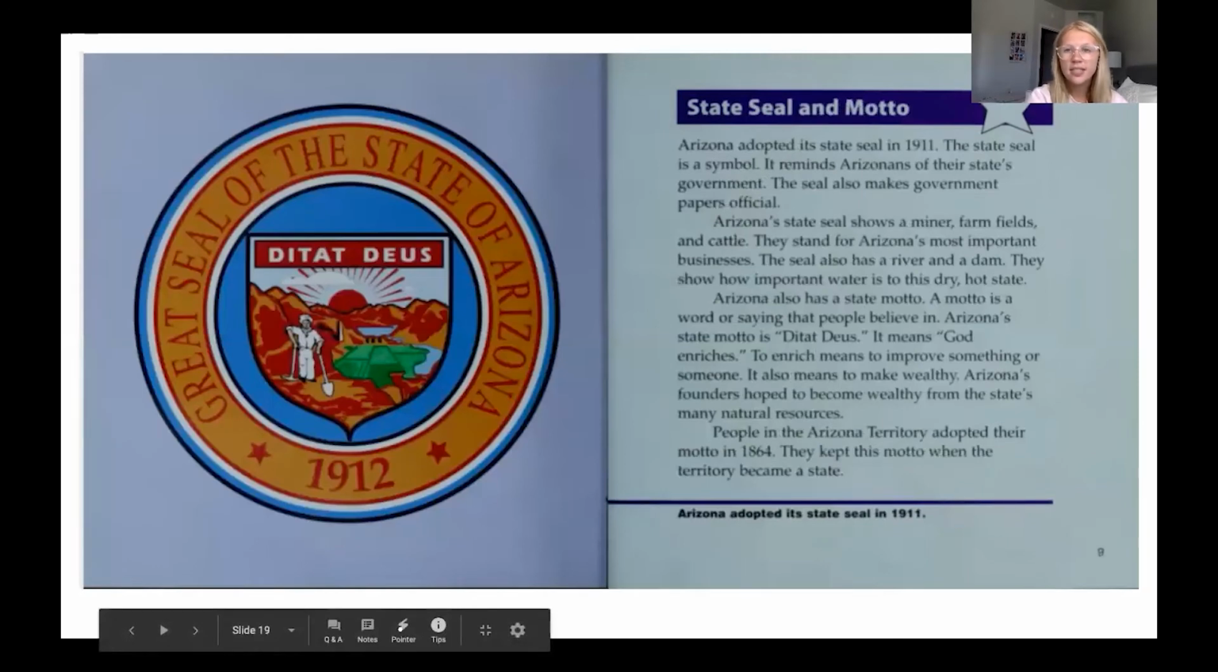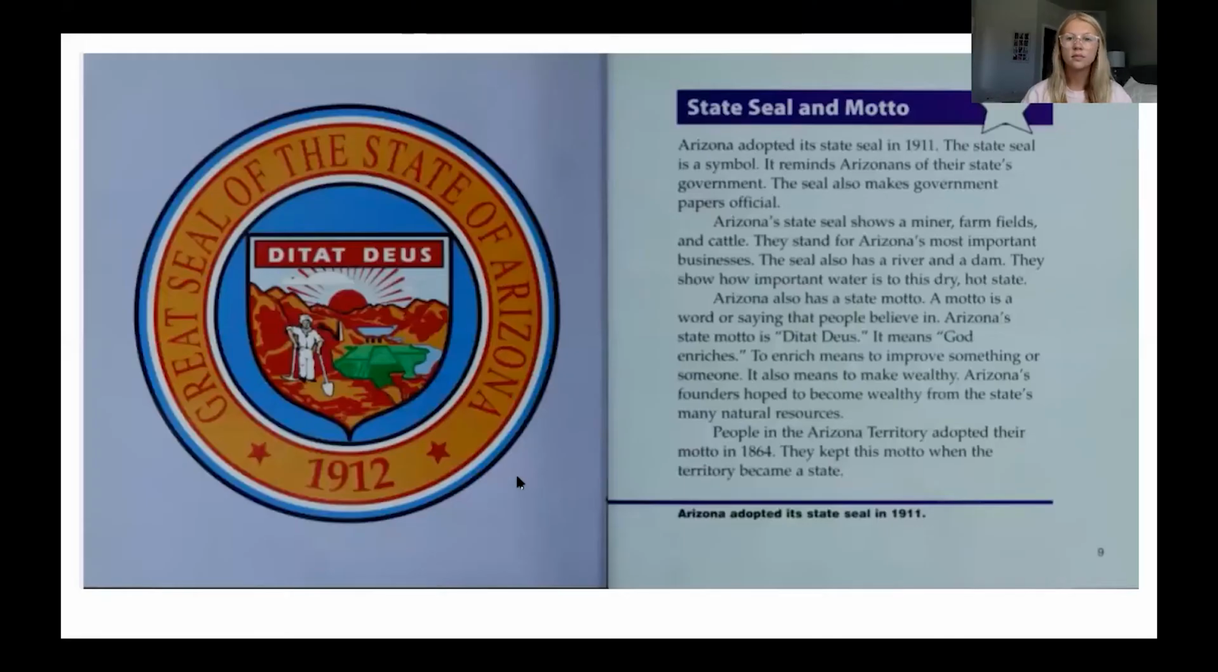So now we have our state seal and motto. Arizona adopted its state seal in 1911. The state's seal is a symbol, which we can see on the left of this page. It reminds Arizonans of their state's government. The seal also makes government papers official.